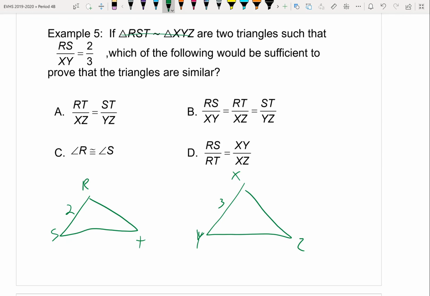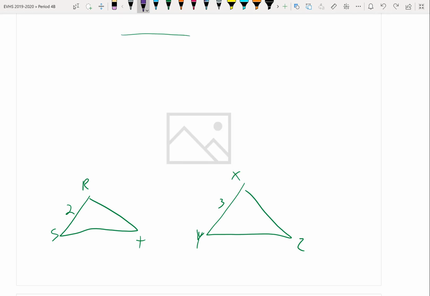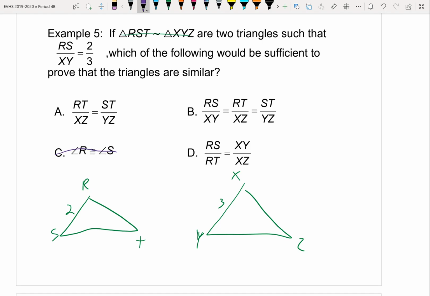So let's go through here and look. If I've got the angle R, I'm looking at C first. It looked like the easiest one to do. If I know that R is congruent to S, well, that's not going to do me any good. First off, that's an angle side angle. In one triangle, I have just a side in the other, so that's not going to help me out any. So we know that this guy doesn't work. Not enough information.